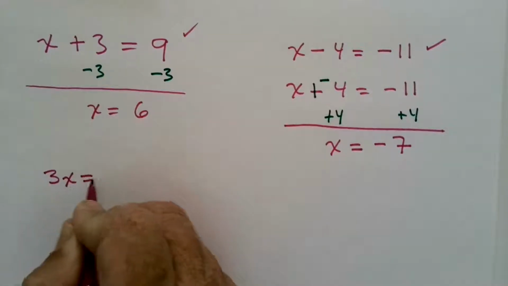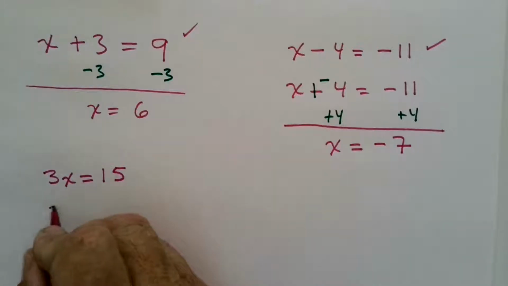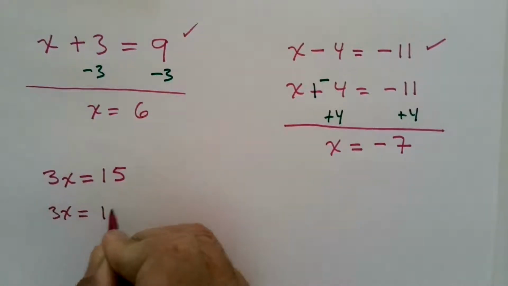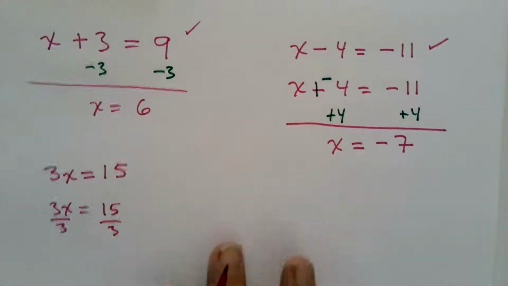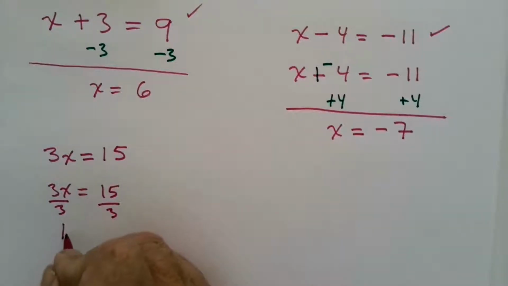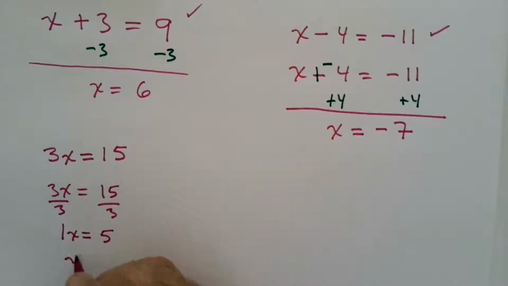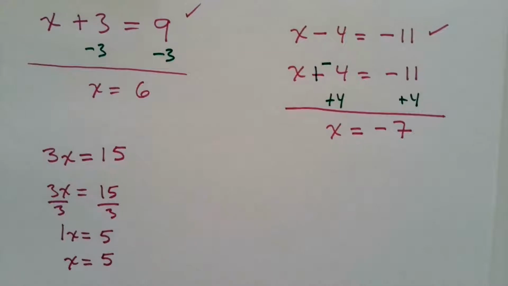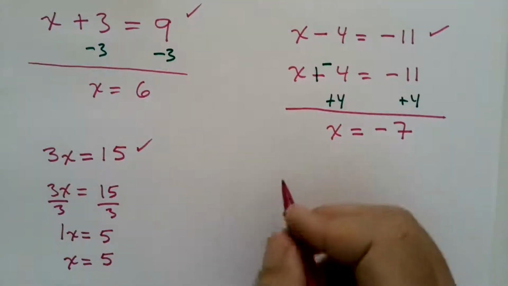So if I look at 3x equals 15, I'm thinking of a number, multiplying it by 3, and the result is 15. Well, this time I'm going to divide both sides by 3. Divide the left side by 3, divide the right side by 3. 3x divided by 3, 3 divided by 3 is 1, that's 1x. 15 divided by 3 is 5, so x is 5. And then to check that, 3 times 5 is 15. Indeed it is.